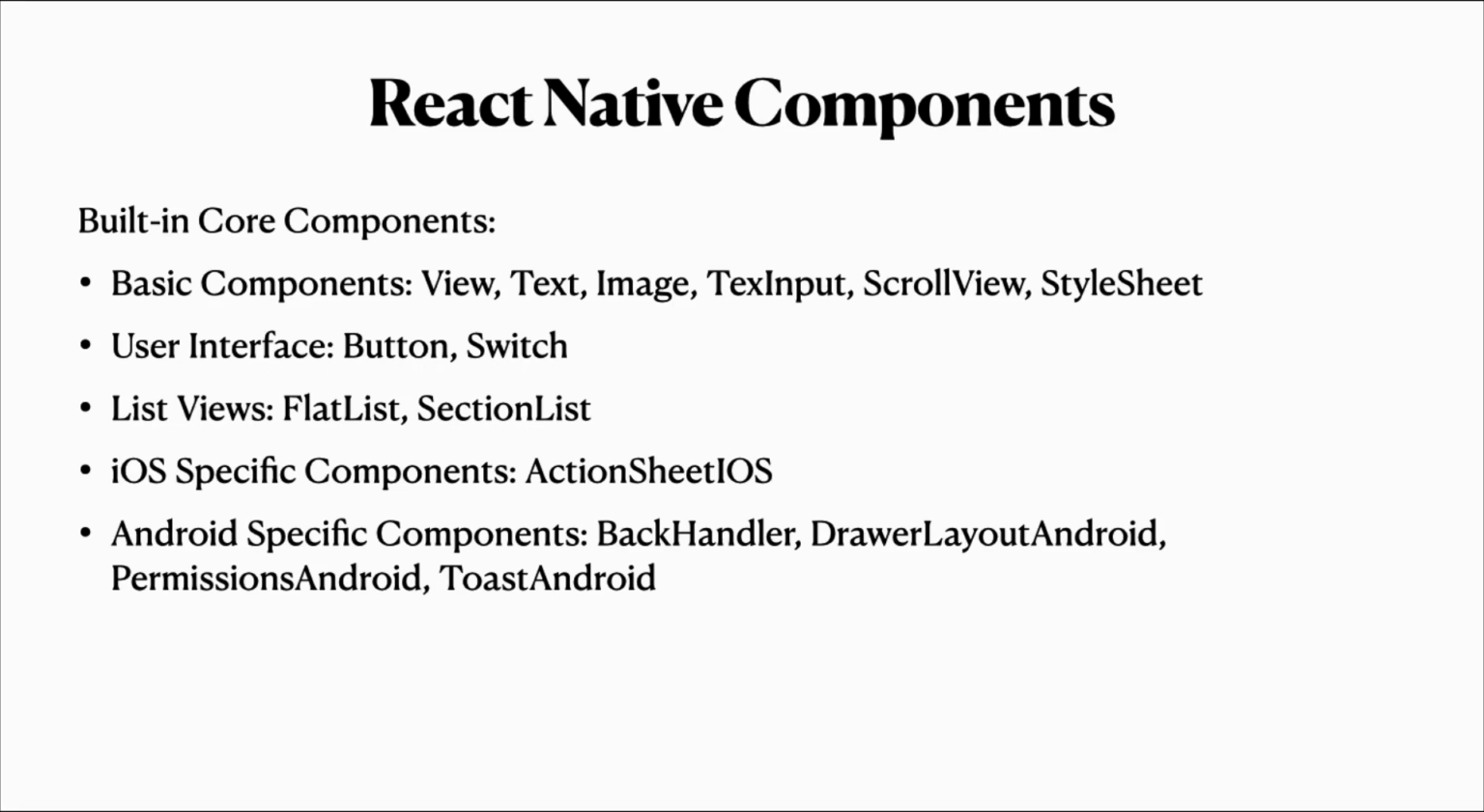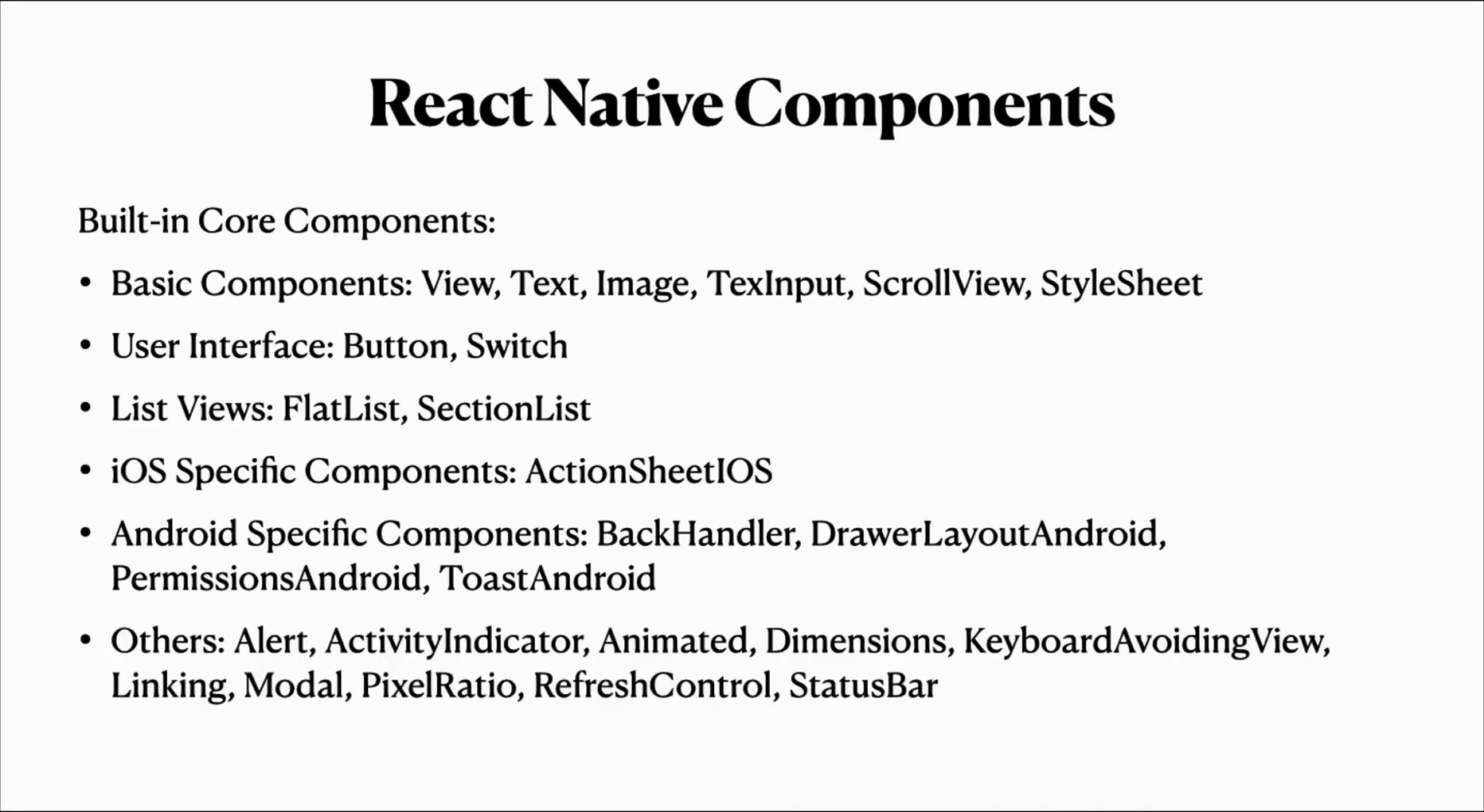So to display the permissions, we have the PermissionsAndroid object inside the Android-specific components. Then we have ToastAndroid to display our toast alert to the user. Then there is a long list of other components, for example, Alert to show an alert, and ActivityIndicator. So let's say you're fetching a lot of data using a REST API from the database, you can use the activity indicator to show the user that there is indeed some activity going on.